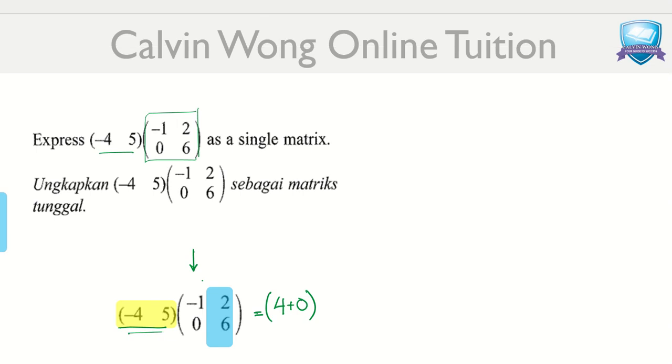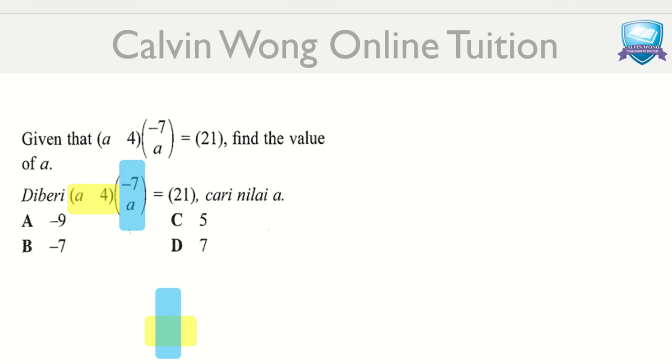Then after that, you look at this one. Negative 4 times 2, negative 8. And then 5 times 6, 30. Add them together. So you will get 4 and 22. This is the result. So let's do one more to confirm that you are okay with this. Now let's look at this one again. This is A, 4, negative 7, A.